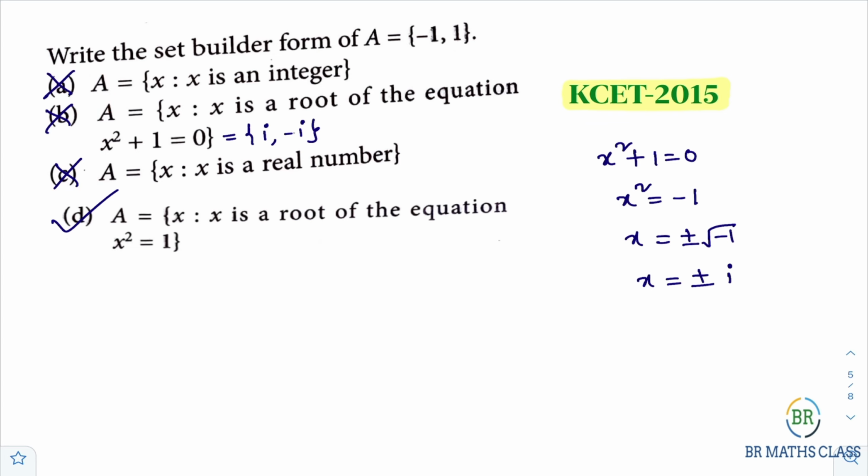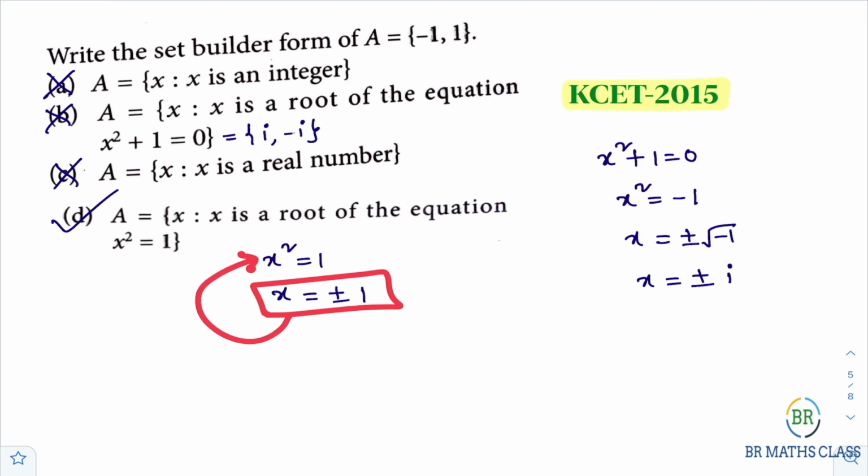Here, what they have given in the fourth option: x is a root of the equation x square equal to 1. Here I'll write x square equal to 1. What is x? x equal to plus or minus 1. You try to understand this. In place of x you write 1 in this, then you will get x square equal to 1 only. In place of x you write minus 1. What will you get? Minus 1 whole square equal to 1, 1 equal to 1.